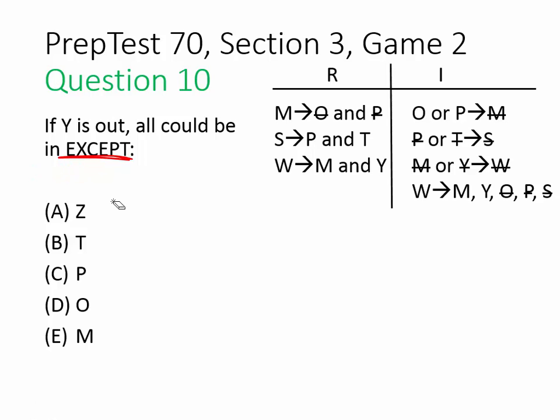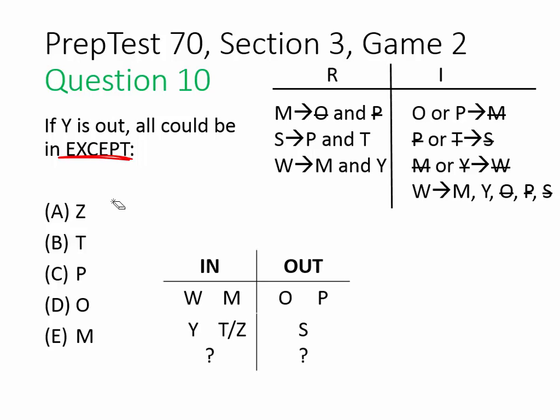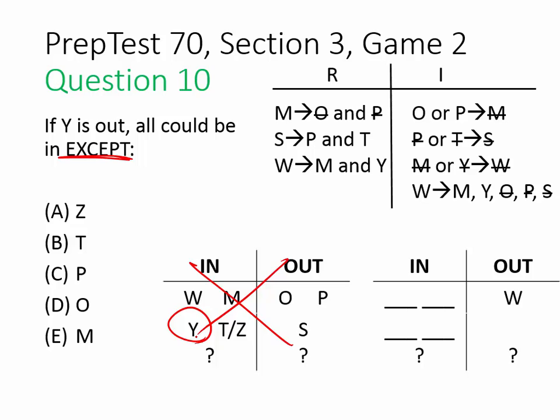So, if y is out, let's go ahead and bring up our limited options. And in our first limited option, you'll notice right off the bat that y is in, so we don't need to consider this one. In our next limited option, we can place y in the out column. So what we're trying to figure out is, of these answer choices, which ones could be selected and which one could not be selected. So let's just go through them one at a time.